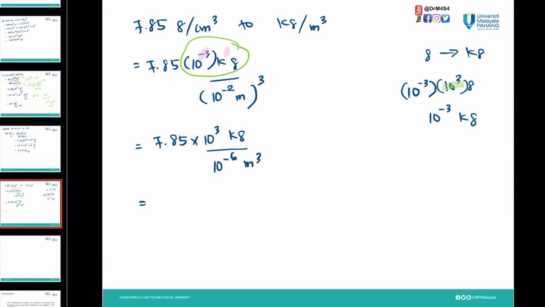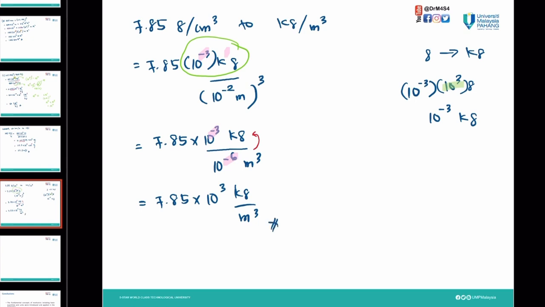So we have 7.85 times 10 to the power of negative 6 going up. This one is negative. Negative 6 going up, we get positive 6. Positive 6 plus negative 3, we have positive 3. Unit kg per meter cube. So we convert into the appropriate prefix and SI unit.